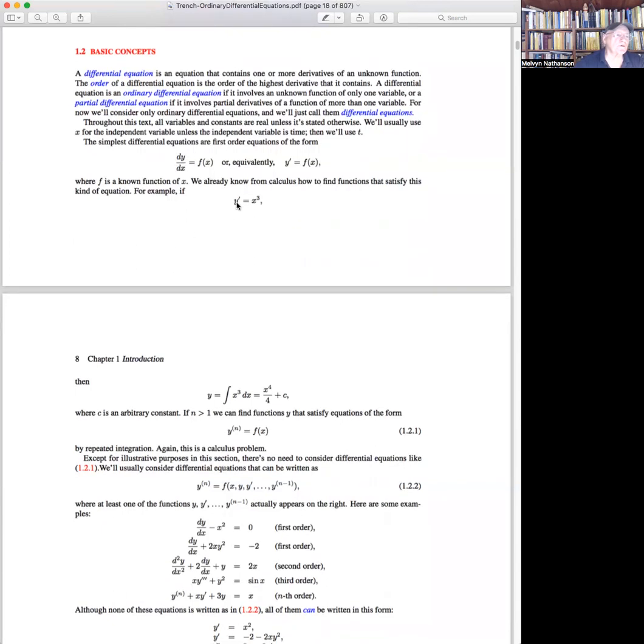So if, for example, you have y prime is x cubed, this means find a function y whose derivative is x cubed, and the integral is the indefinite integral. The answer is the indefinite integral, which is x to the fourth over 4 plus any constant.